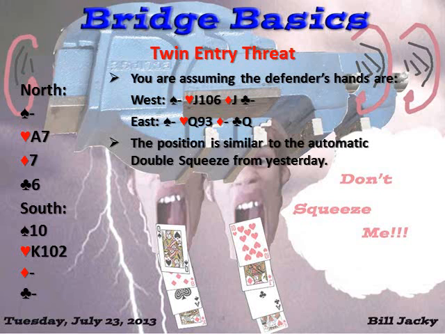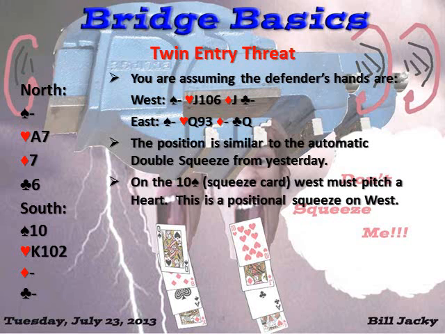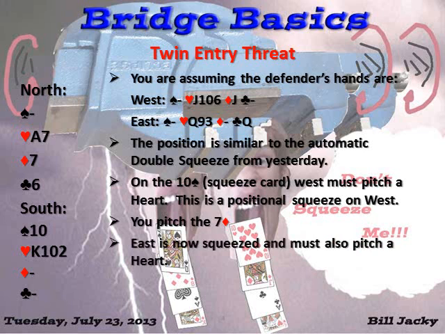Position is similar to an automatic squeeze you saw yesterday. On the 10 of spades, the squeeze card, West must pitch a heart. He can't pitch a diamond, or the 7 of diamonds will be a winner in the dummy. This is a positional squeeze on West. It's not automatic, it's positional. So now you pitch the 7 of diamonds because that's not going to be a winner. East is now squeezed, and he also has to pitch a heart. He can't pitch a club because the 6 of clubs is in dummy.